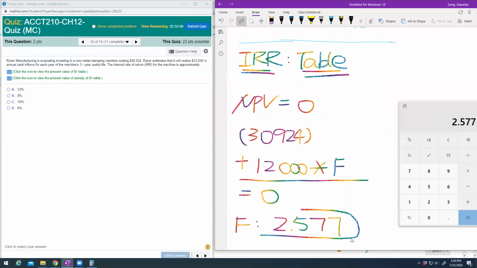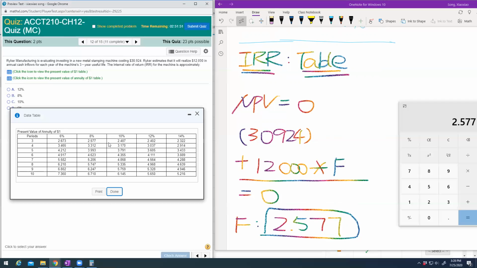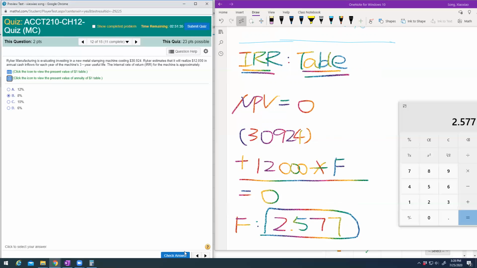So we got our discount factor is 2.577. And then we know how many years, it's about 3 years. And we look at the annuity table for IRR, you look at the annuity, and then 3 years, 2.577. You got this one. You look up, okay? You look up, you found out, hey, the rate is 8%. The rate is 8%. That's how you do IRR.